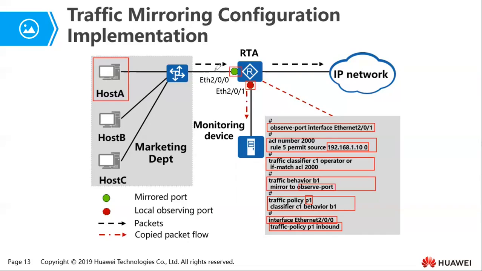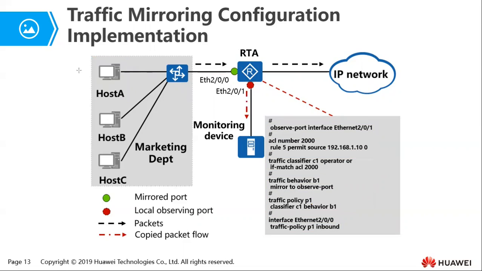What does inbound mean? We only want to capture packets that are coming into that interface, not out of that interface. So that is inbound. If we want to capture both, then we can also use the both option there. So that is how you configure traffic mirroring. By doing that, you are only going to mirror packets to the monitoring device from host A and not from host B and host C. That's a very common question in the exam.